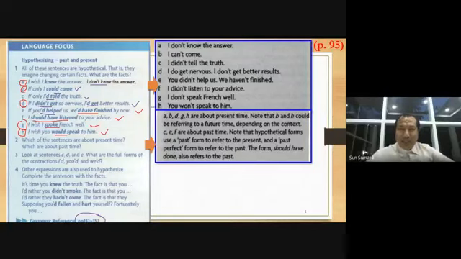Okay, so A, B, G, and H, right? But one more thing, you had better remember that B and H could be referring to a future time, depending on the context. Okay, so you can read from this one, and we will explain more.